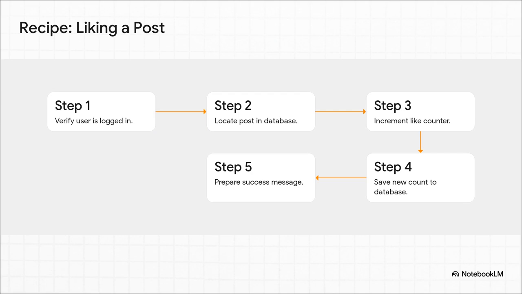Take liking a post, for example. That's not one action. It's a whole recipe. The backend first checks, is this user even logged in? Yep, okay. Step 2, find that exact post in the database. Got it. Step 3, add 1 to the like counter. Done. Step 4, save that new number back into the database so we don't forget. And finally, step 5, get a little success message ready to send back. That entire 5-step process, that's business logic in action. And it happens every single time you hit that button.